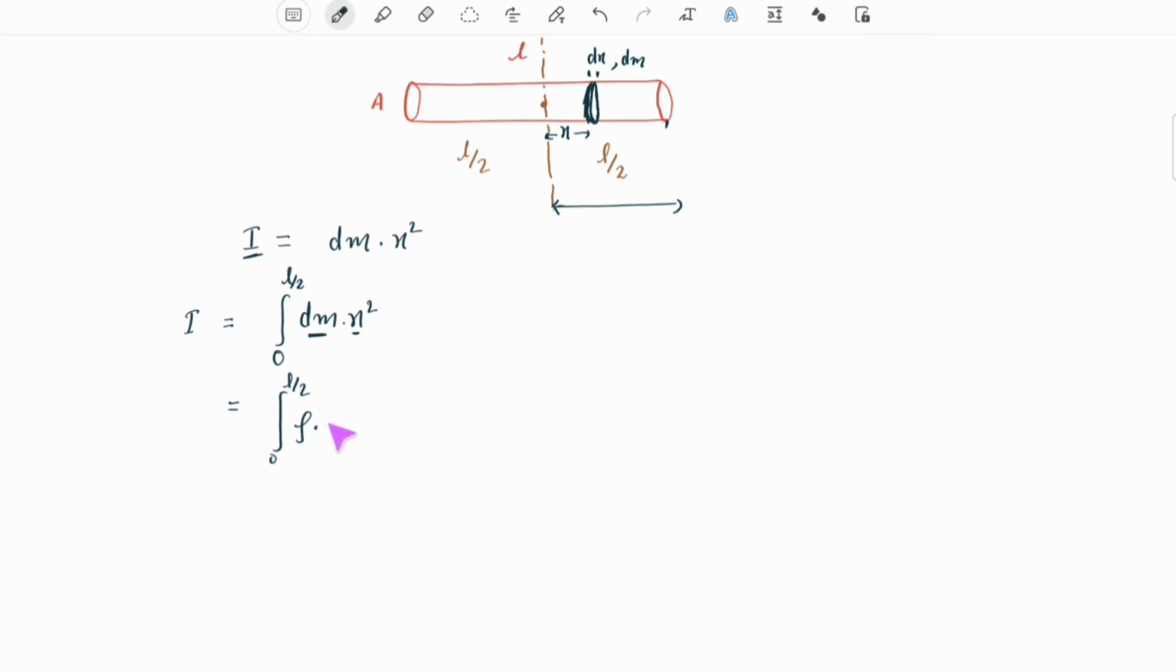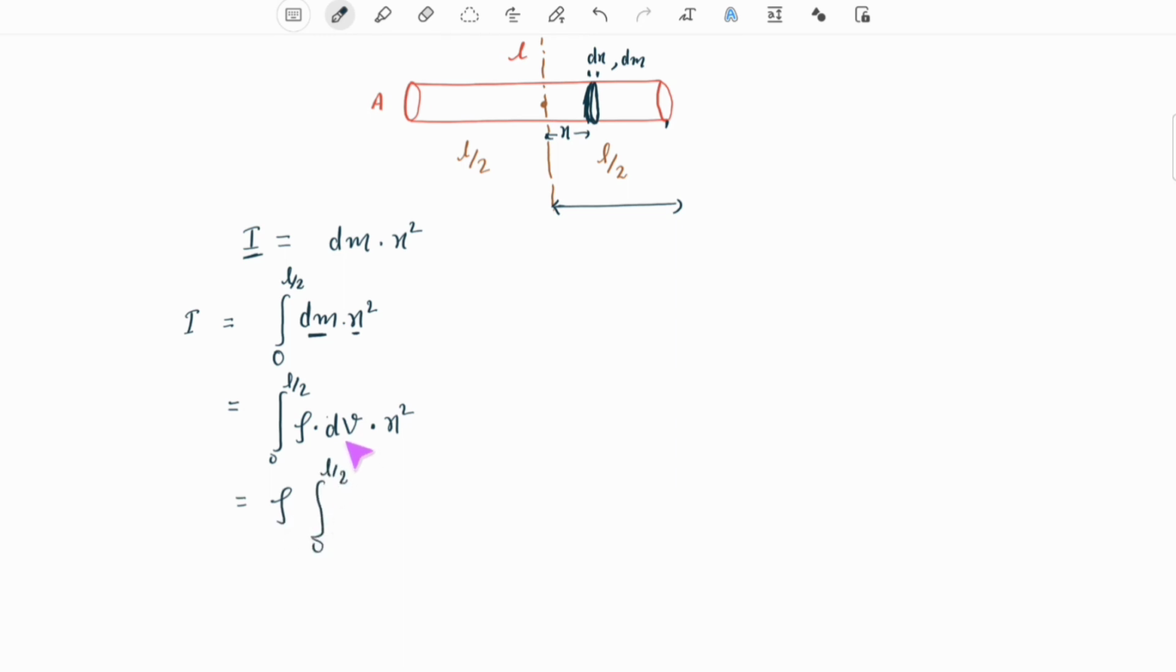Volume would be very small, so we call it dV. But density would be the same as the density for the cylinder. Density is a constant for this particular question, or for this particular derivation. Rho would be the same for the cylinder or for any part or any particle of the cylinder. So rho is the density into a small volume, multiplication of the two gives us the small mass into x square. Rho being a constant, it can come out 0 to L/2.